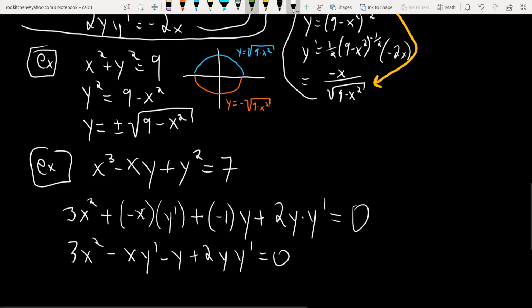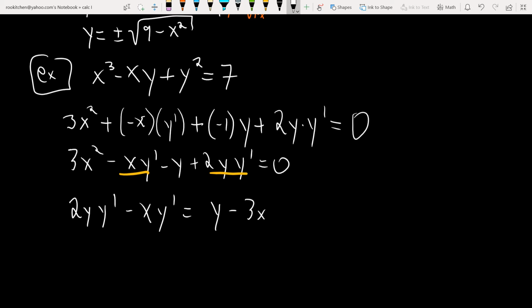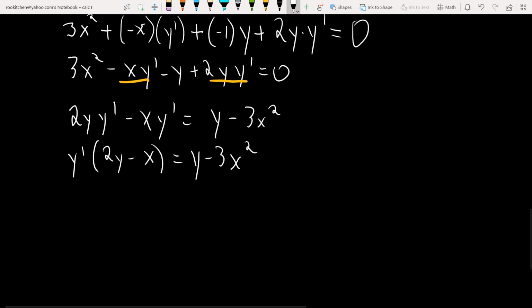Then we have to collect all of our y prime terms on one side. We want to solve for y prime. Okay, so I will move everything else to the other side. We'll have 2y y prime minus x y prime equals y minus 3x squared. Factor out the y prime. Get 2y minus x equals y minus 3x squared. Then I have to divide both sides by 2y minus x, and I'll have my expression for y prime.